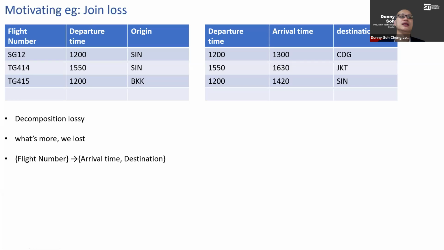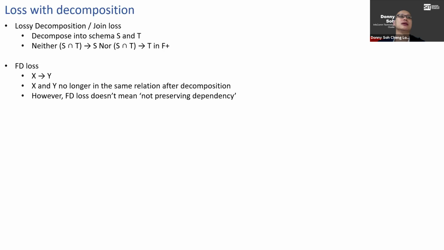So this is a motivating example. The decomposition is not only lossy, but we also lose functional dependency. Let's understand what this means. Lossy decomposition means that if we decompose the original schema into S and T, and I want to join back, or in this case, S union T, it does not give me back S, and S union T implies T. Both of these are not in the functional dependency of my original table.